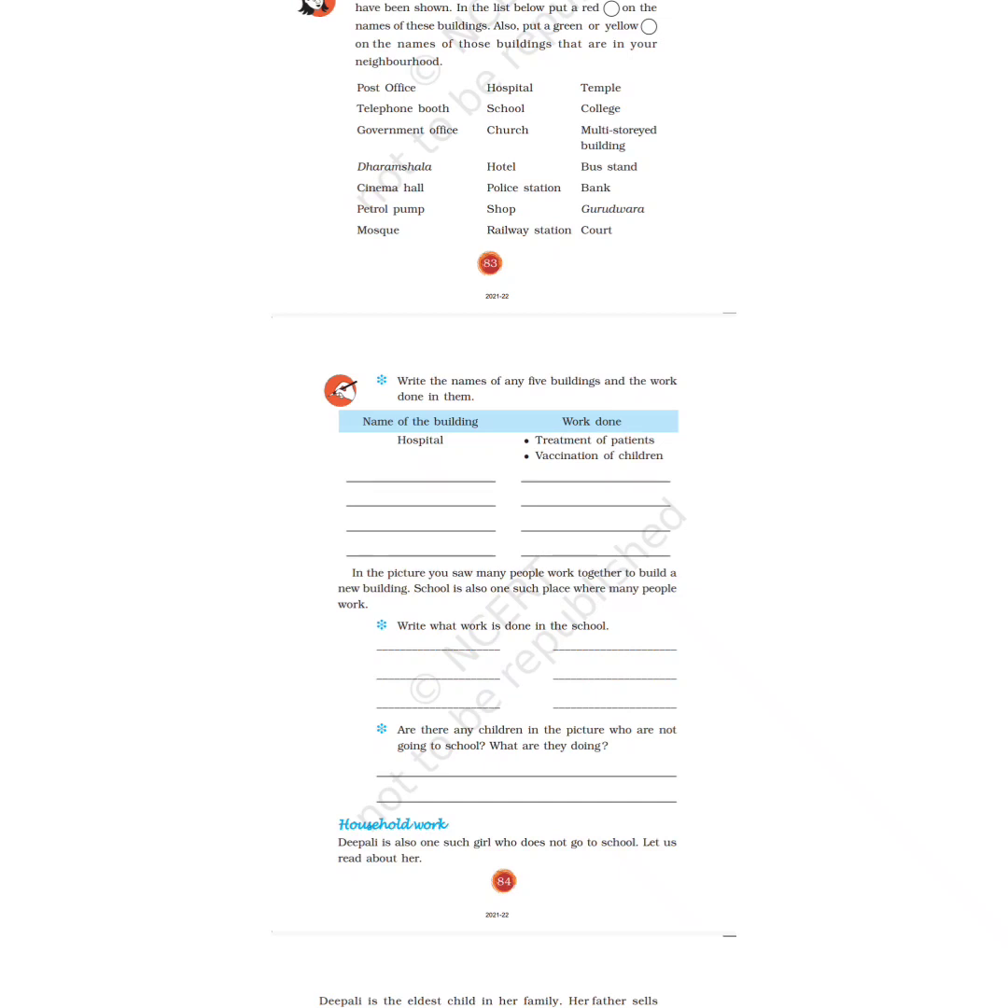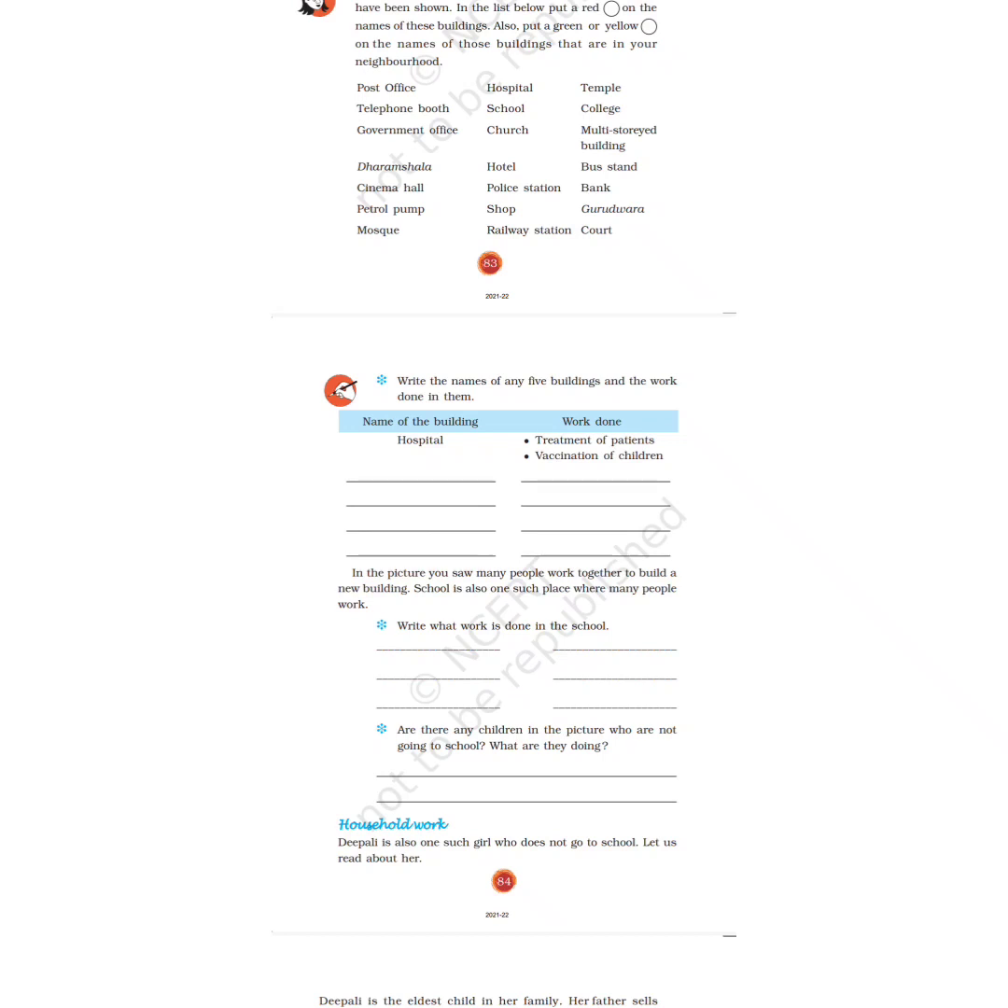So class, in the image that was there on page number 80, we have seen that many people were working together to build something new. Similarly, class, if we talk about the school, the school is also one such place where so much work is being performed by people. So we have to write down what work is done in the school.